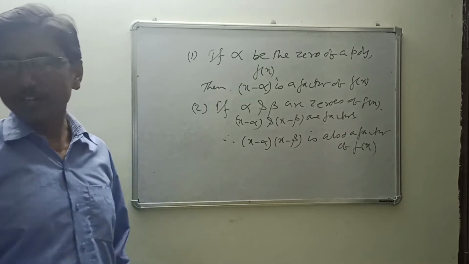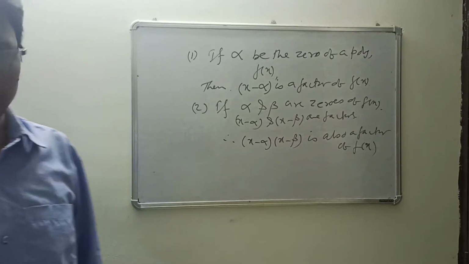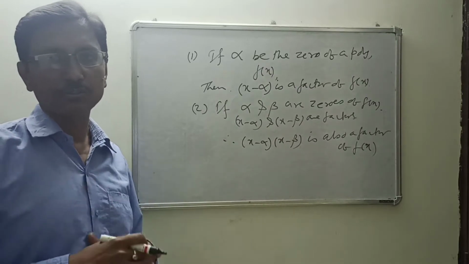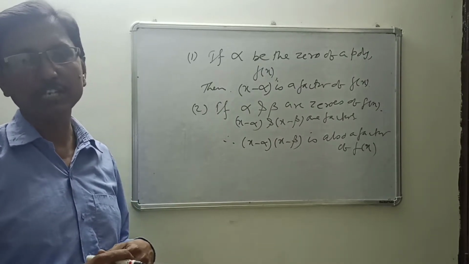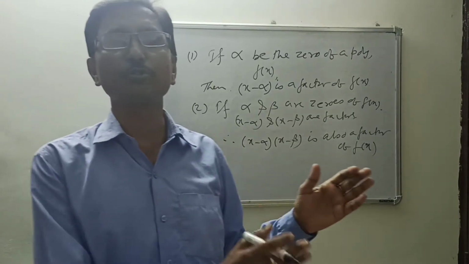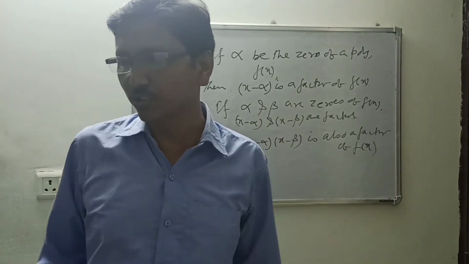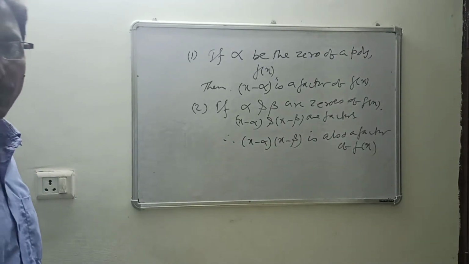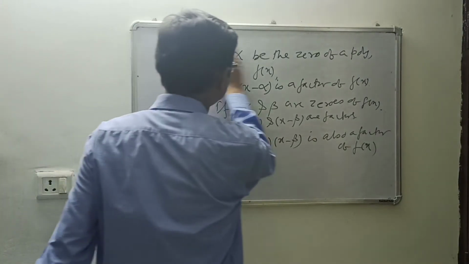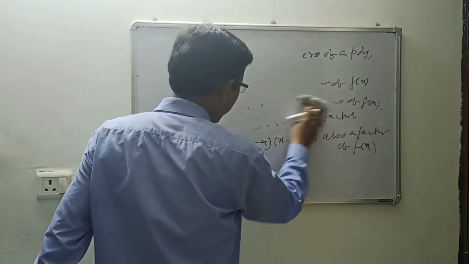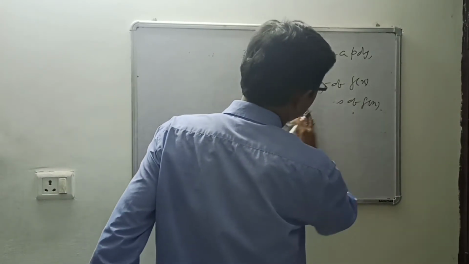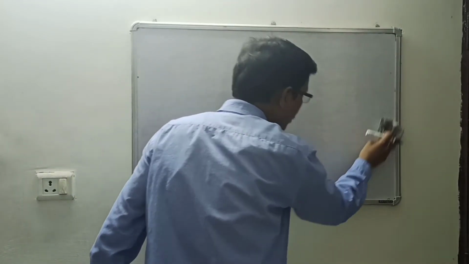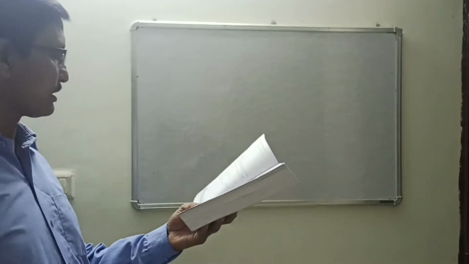So first we are starting with a question where one zero is given and you have to find some other zeros. Suppose you have a 3 degree, cubic polynomial. If you have one zero, usually the other 2 zeros you can also get. In the exam you will usually get such questions: a 4 degree polynomial with 2 zeros given, or a 3 degree polynomial with 1 zero given, and you have to find the others.